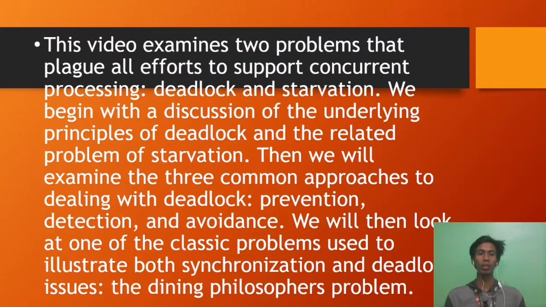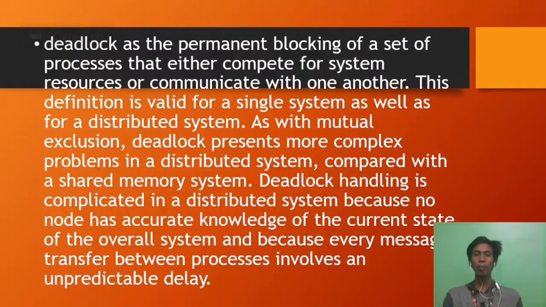In this video, we examine two problems that plague all efforts to support concurrent processing: deadlock and starvation. We begin with a discussion of the underlying principles of deadlock and the related problem of starvation. Then we will examine the three common approaches to dealing with deadlock: prevention, detection, and avoidance. We will then look at one of the classic problems used to illustrate both synchronization and deadlock issues, the dining philosophers problem. Before we deeply understand deadlock and starvation, first, I would like to introduce deadlock.